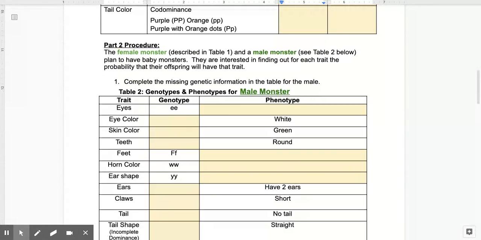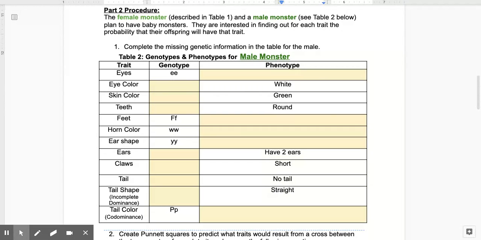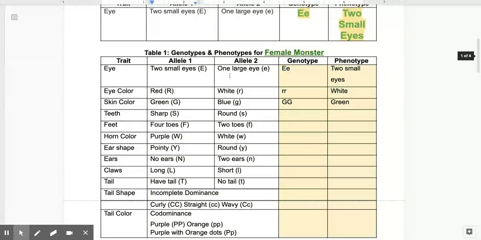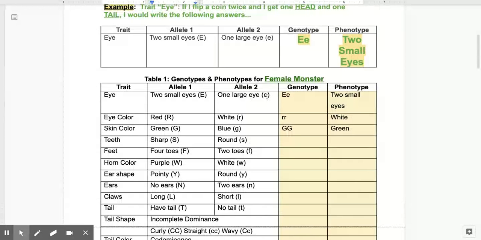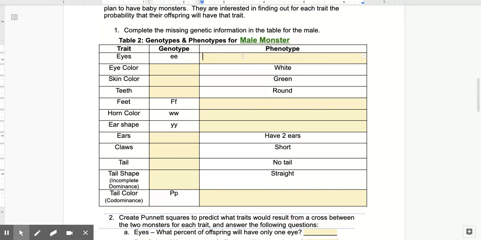In the second part of the procedure, you're no longer flipping coins, you're making an inference based on information in the chart about the male monster. Then we're going to make some hypothetical monster babies, and we're going to do that in two different ways. In terms of the male monster, we have genotype lowercase e, lowercase e. So we can go back up here and see that two lowercase e's is a recessive trait, so there'll be one large eye.